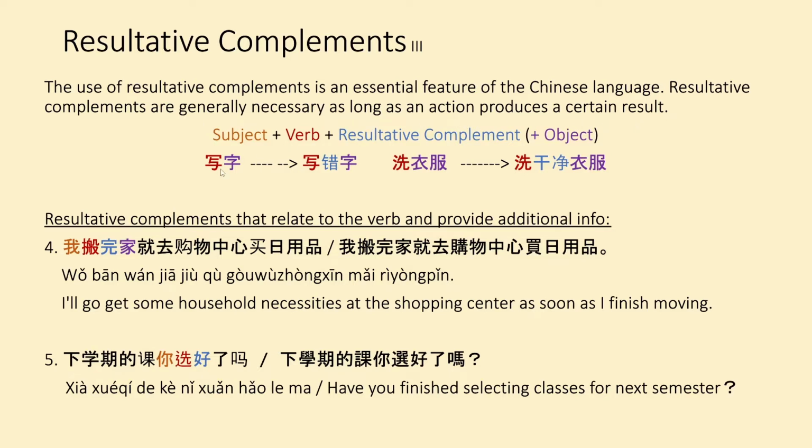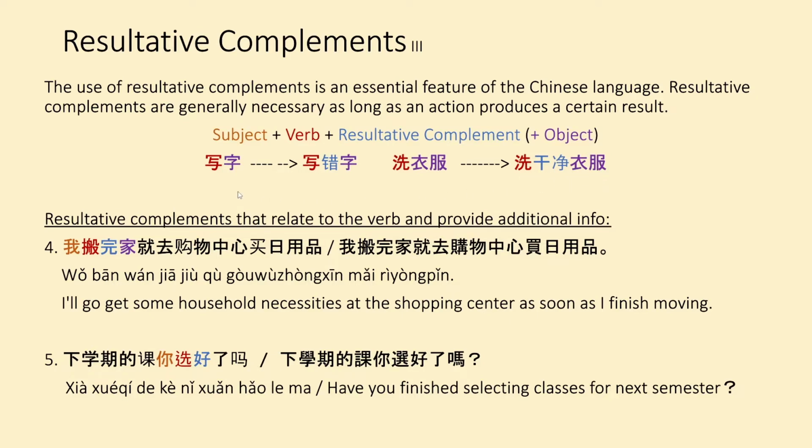So, for example, we can say the action of 写字, writing characters, and if you accidentally wrote it wrong, the action of 写字, but you wrote it wrong, could be changed to 写错字. I wrote the character wrong. Another example, the action of 洗衣服, washing your clothes, and the result of washing clothes is that they usually become clean. So 洗干净衣服, washing your clothes to clean them, basically.